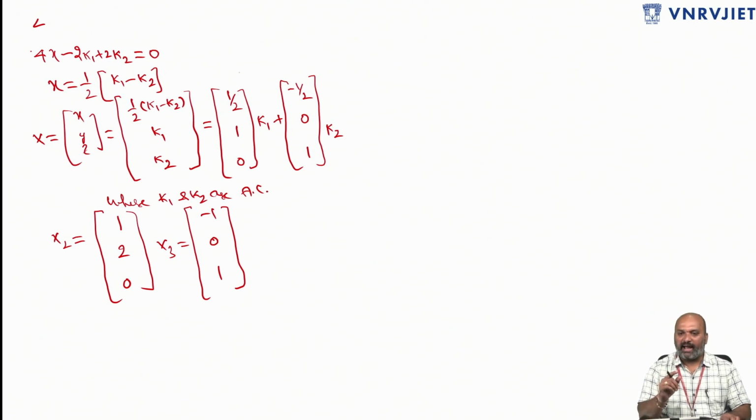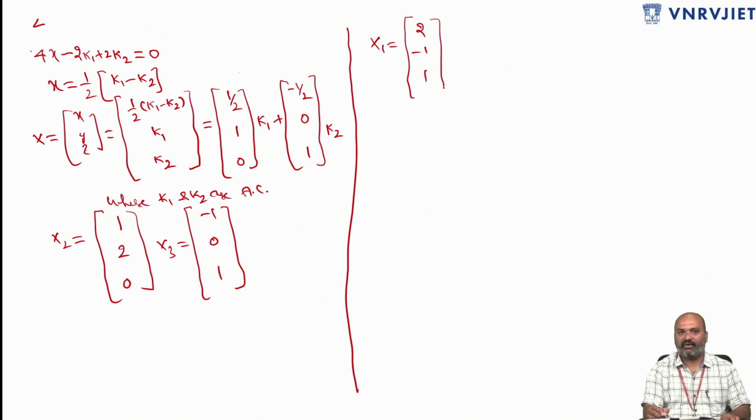Now we have to verify whether these three eigenvectors are pairwise orthogonal or not. Okay, let's see. Let's write all three in one place. The eigenvectors are x1 equals (2, minus 1, 1). Next, x2 equals (1, 2, 0). And x3 equals (minus 1, 0, 1).